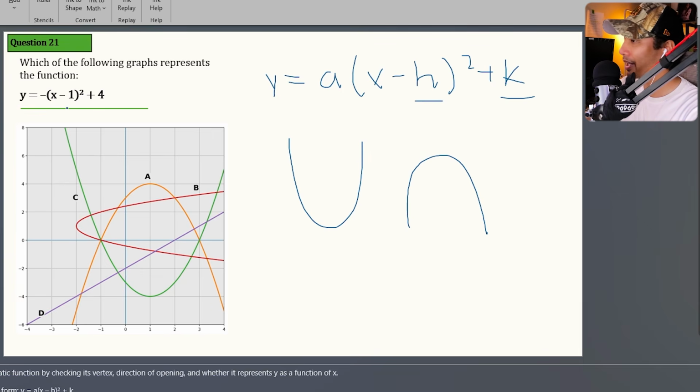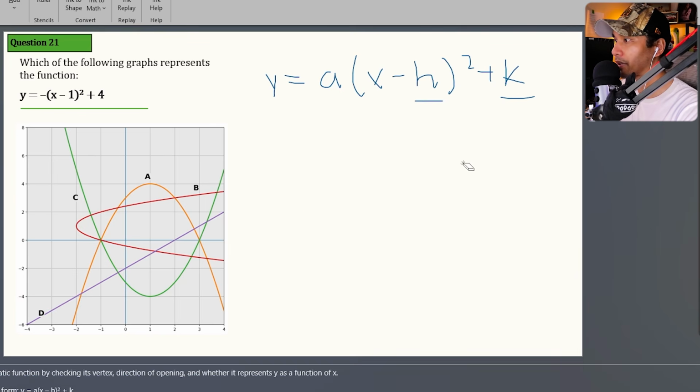So from here, we know that our equation is a parabola, and it goes downwards. And the only parabola that does that is A. B is not a function. There's this thing called the line test. It fails the line test, so if I put a horizontal line, it passes through 2 points.